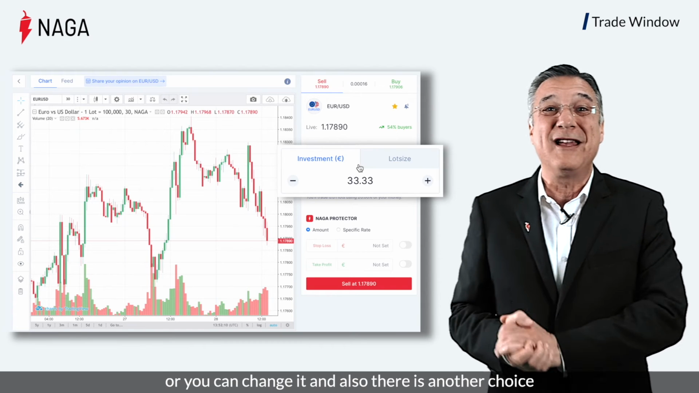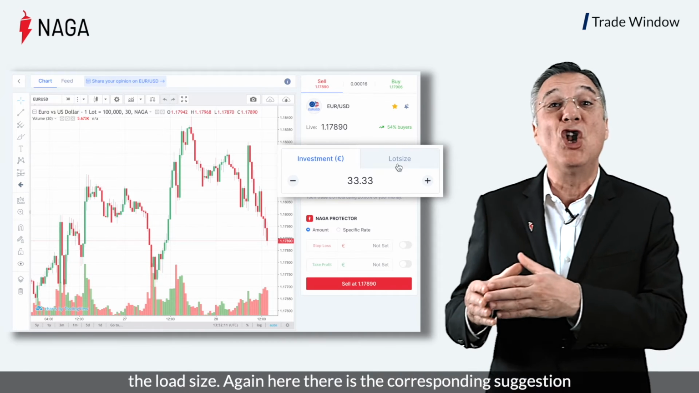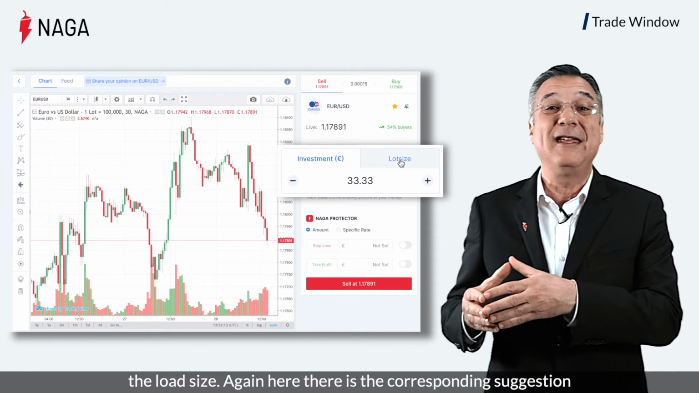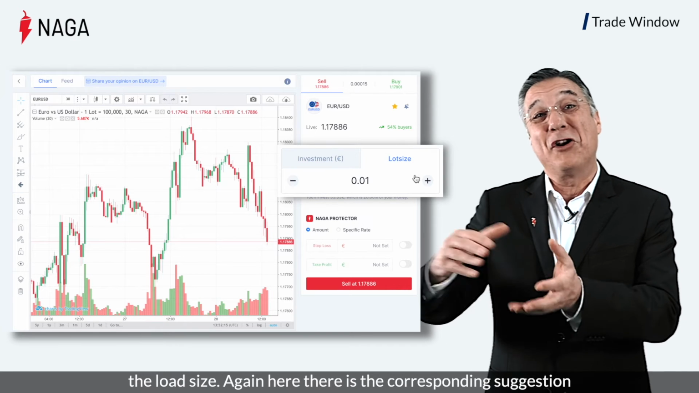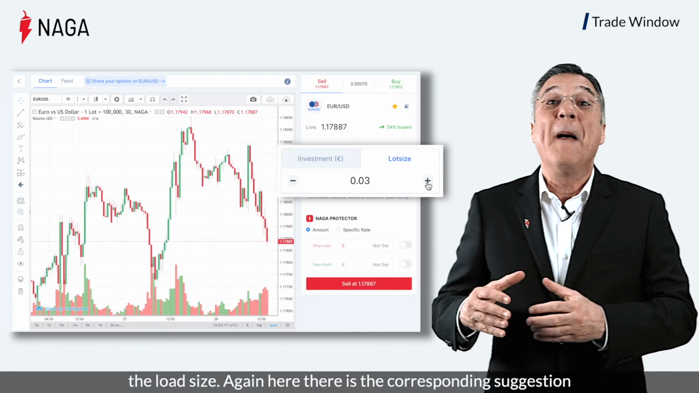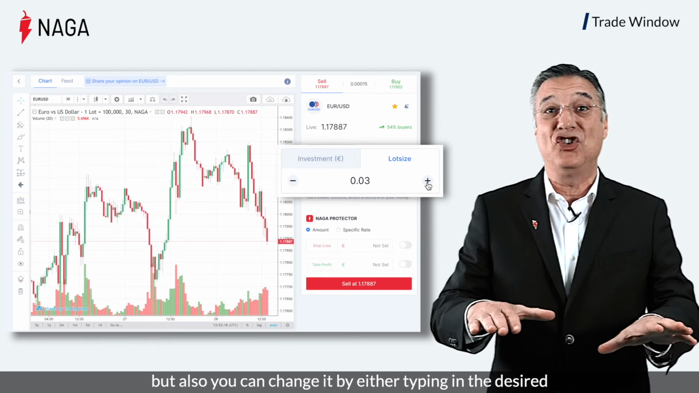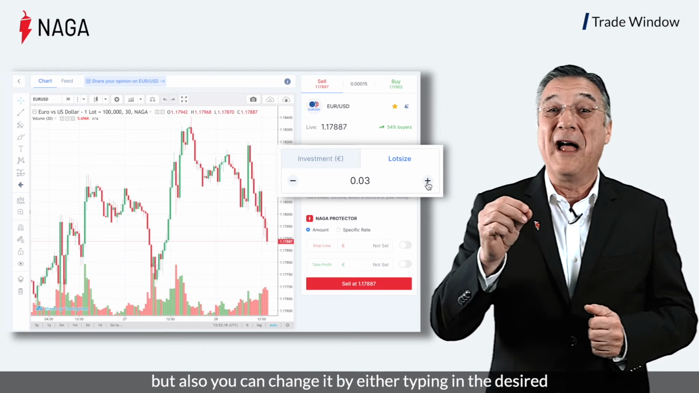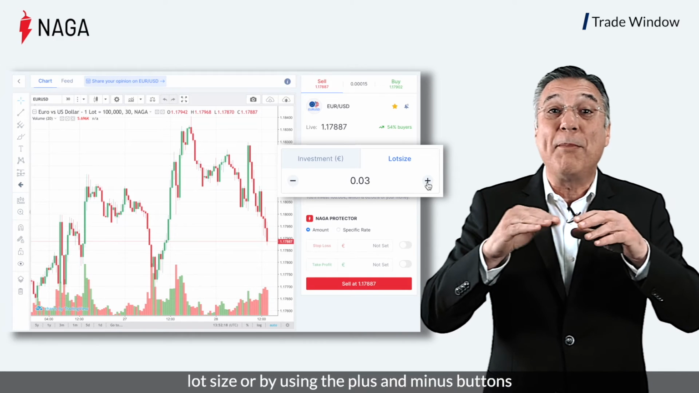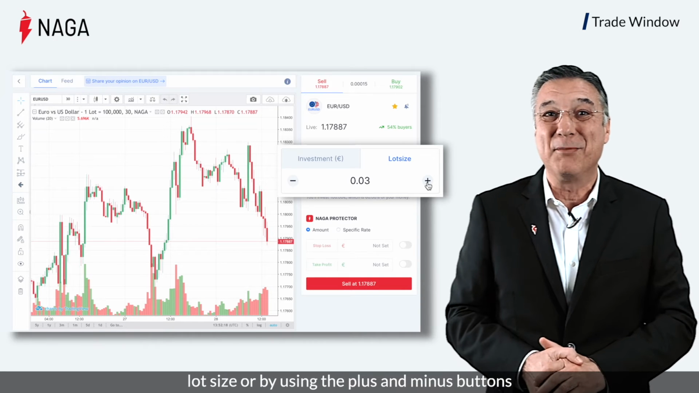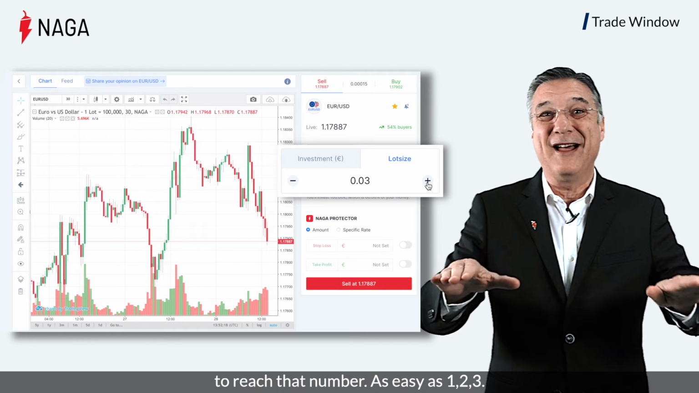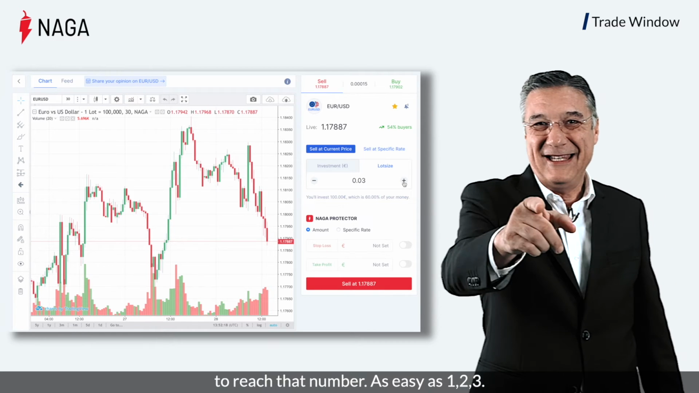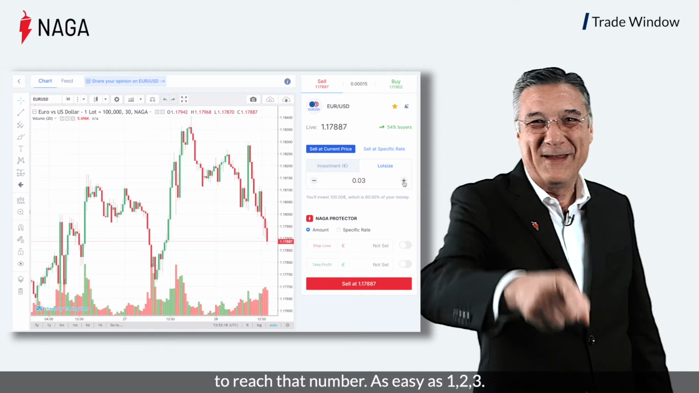And also there is another choice, the lot size. Again, here there is the corresponding suggestion, but also you can change it by either typing in the desired lot size or by using the plus and minus buttons to reach that number. As easy as 1, 2, 3.